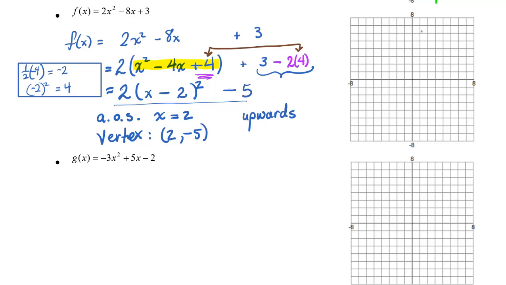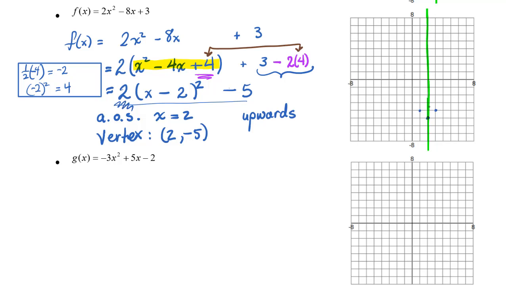Now we can graph it. We have a vertex at (2, -5). We have an axis of symmetry at x = 2. We know it's opening upwards, and so we just create our parabola. But there is one additional little piece of information that we have to remember.